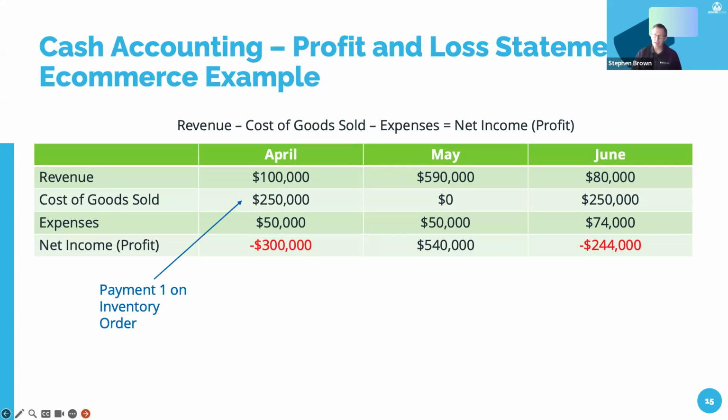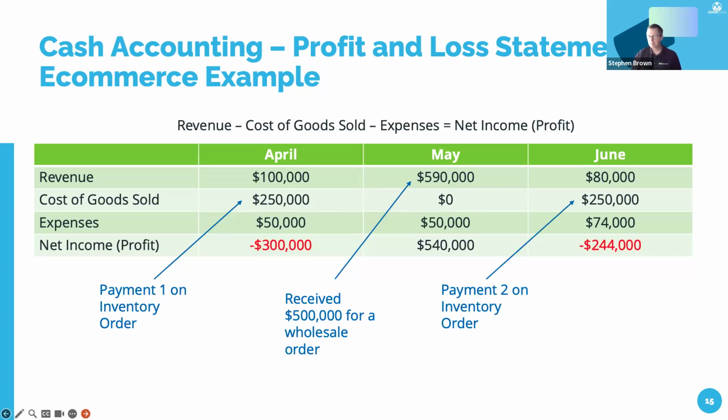Okay, so April, I pay for an order. I make the first payment on an inventory order. And this is cash-based accounting, so I have to pay $250,000. And then in May, I receive $500,000 for a wholesale order. So let's say I got in a Costco or, pick your favorite wholesaler, and they gave me a big purchase order and they paid the entire order up front. And then I had to pay the second payment for my inventory order in June.